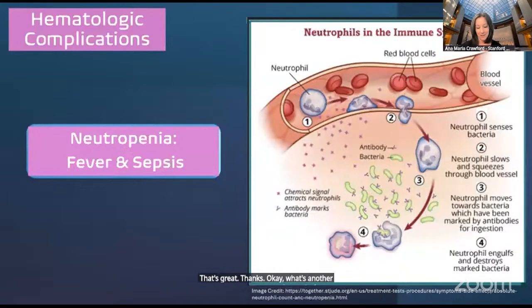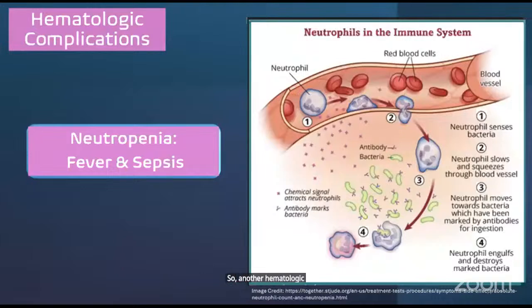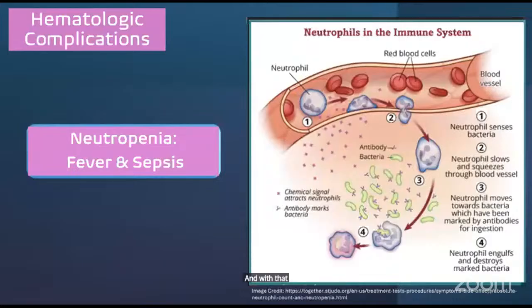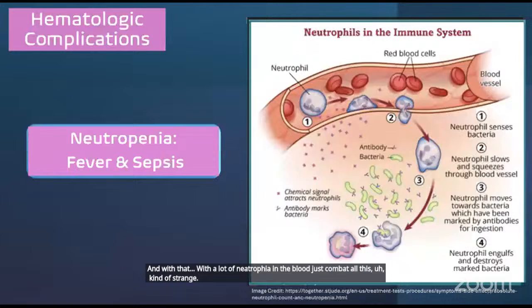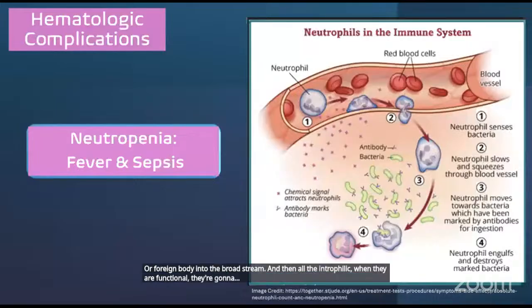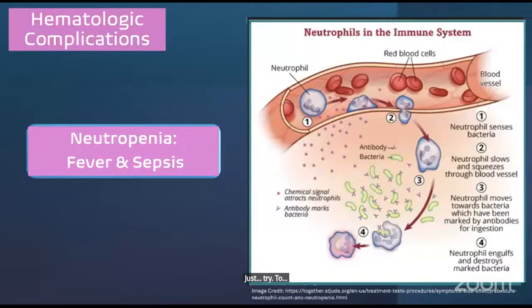Okay, what's another hematologic complication? So another hematologic complication is febrile neutropenia, and this mainly happens with the pathophysiology, as many of us can see on the slides. It mainly starts with neutrophils sensing bacteria presence, and with the role of neutrophils in the blood, they combat all these foreign bodies in the bloodstream. Then the neutrophils, when they are functional, try to engulf or combat all these foreign bodies in the system.